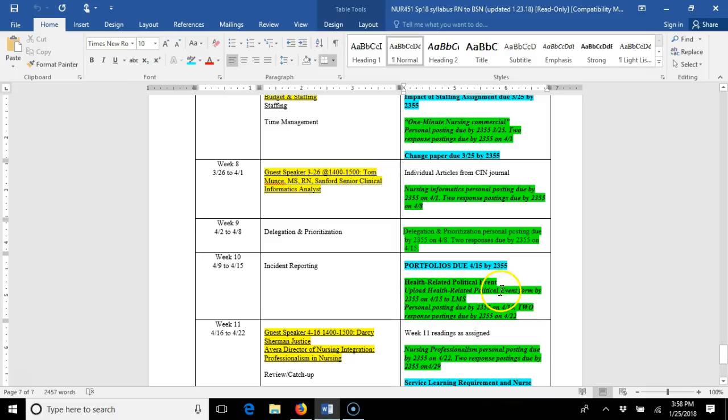Here's that health-related political event. Once again, you have to have a form during that day to be signed by somebody that's putting that on, and then personal postings related to that. We'll have another speaker this following week. You're welcome to come on campus. We're going to have some readings on professionalism, and you're also expected to do your service learning project.